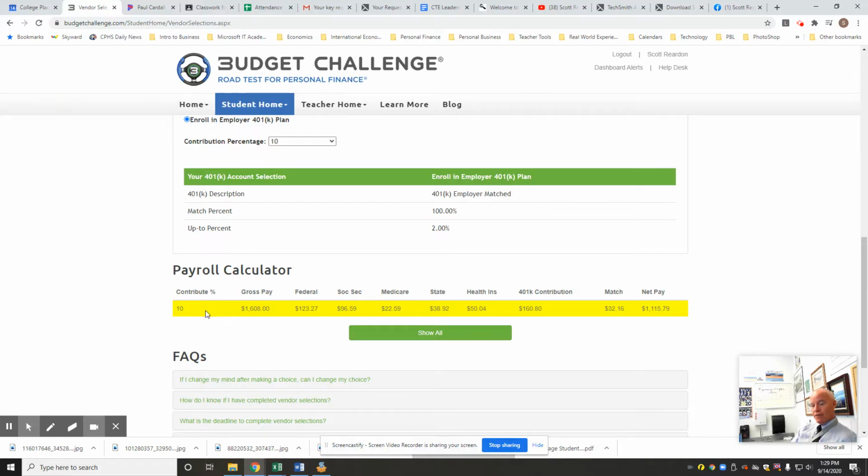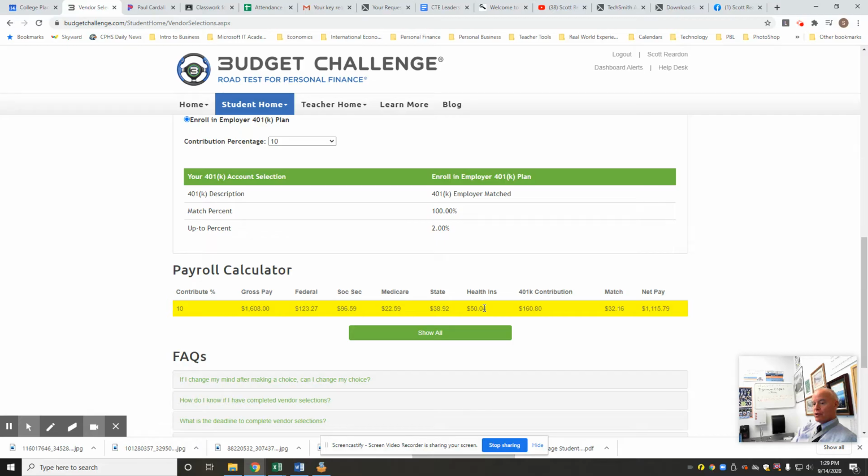Now down below here, you have the payroll calculator. Gross pay, $1,608. Federal withholding or income tax based on your filing status, single, married, dependents, spouse. Social Security, 6.2% of your paycheck. Medicare, 1.45% of your paycheck. State withholding, it would be if you live in a state that has state income tax, which Washington State is not, but in this case, this person's is.